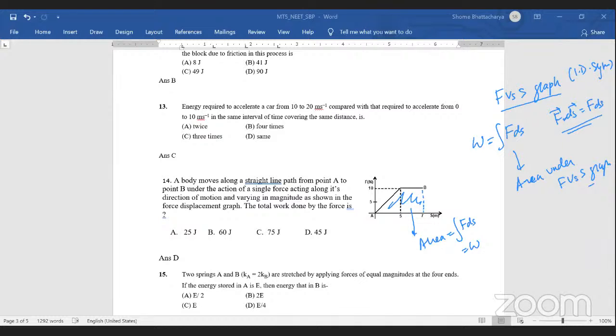I will verify it for you. Just calculate it yourself once. All of you, just as a practice, calculate the area correctly and verify the answer. I'll put it up in a moment.